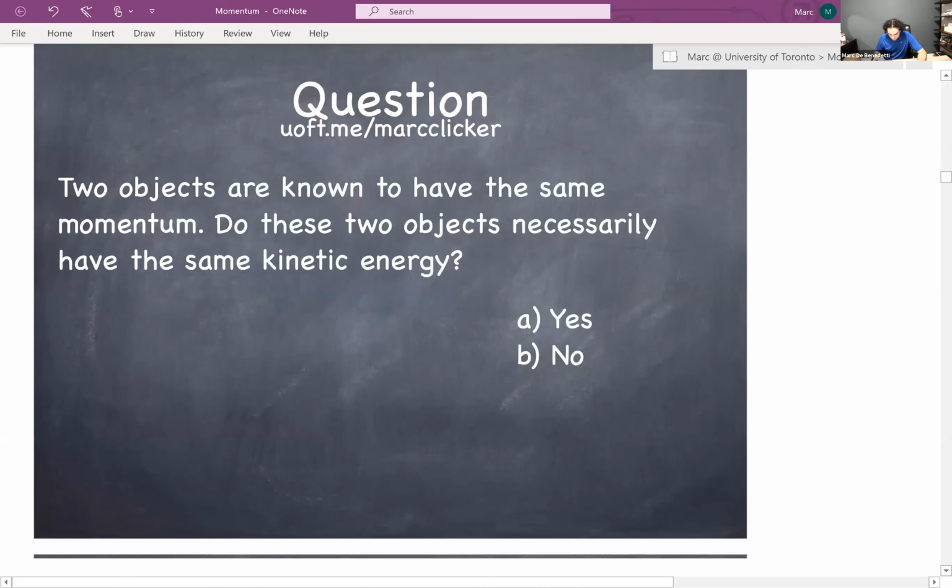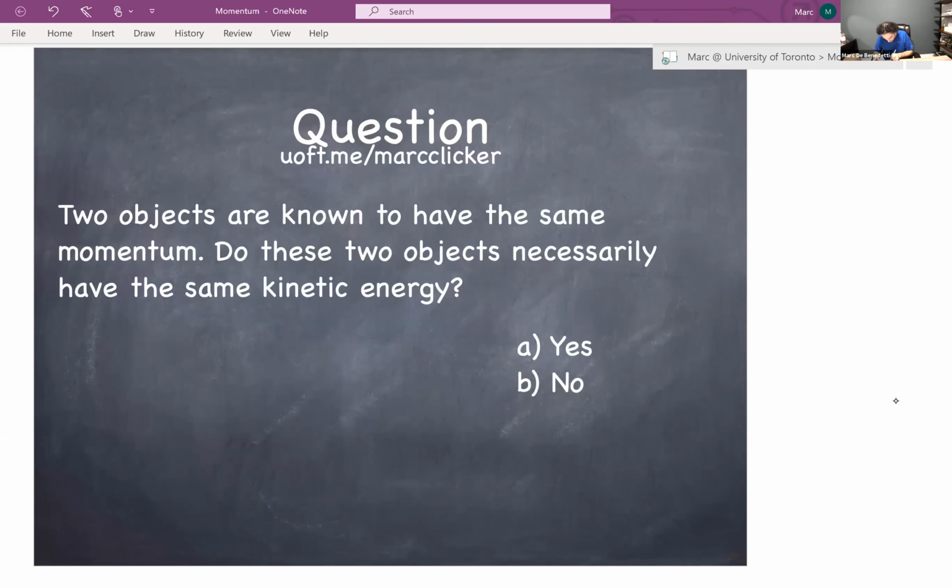Okay, another one. Let me bring up the poll again. Oh, wow, this computer is really slow. Okay, relaunch, continue. Okay, so there you go. The question says, two objects are known to have the same momentum. Do these two objects necessarily have the same kinetic energy? A, yes, B, no. So 14 of you have responded. If two objects are known to have the same momentum, does that mean they have the same kinetic energies?